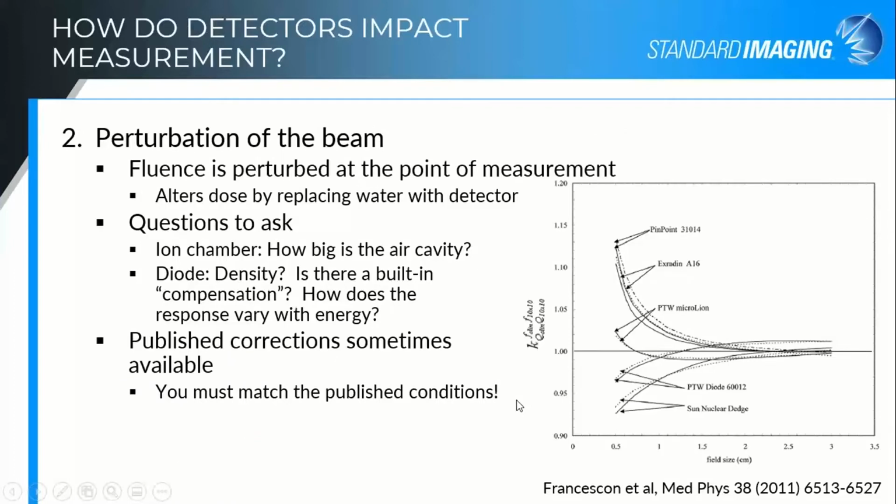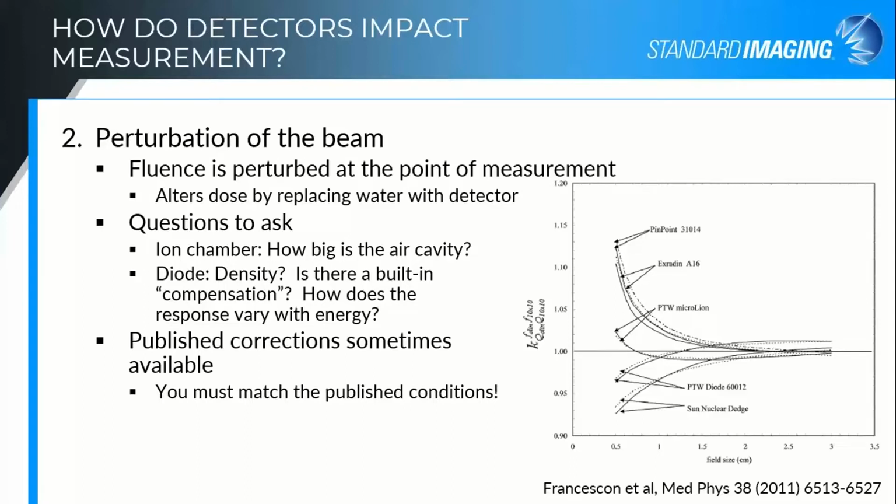Second way that detectors impact your measurement is perturbation of your beam. So you're changing the density of the material right there at the point of measurement. So you're perturbing your fluence, which of course affects your dose, alters dose by replacing water with the detector, and that has to be corrected for.